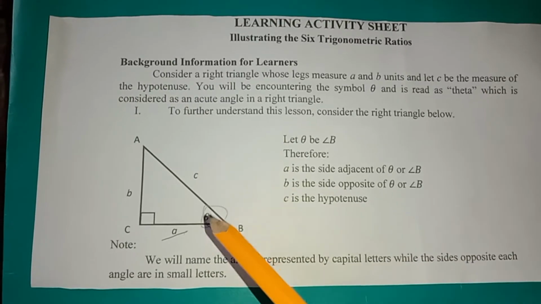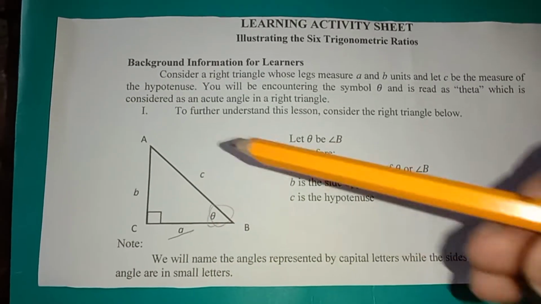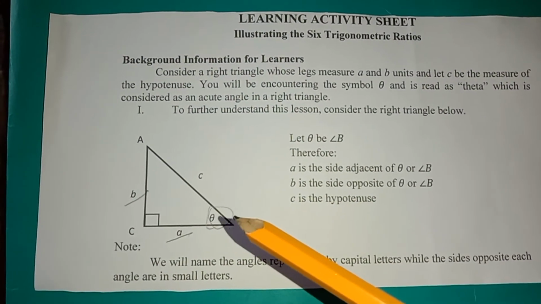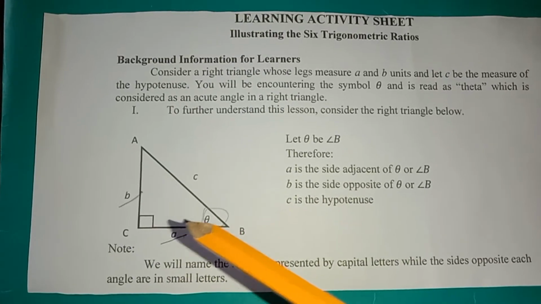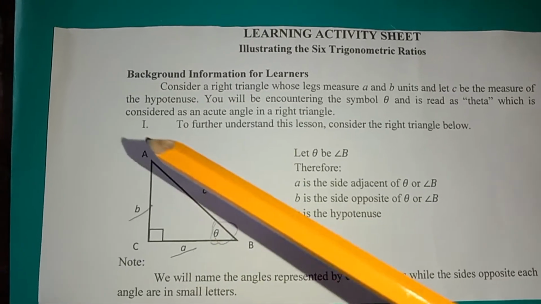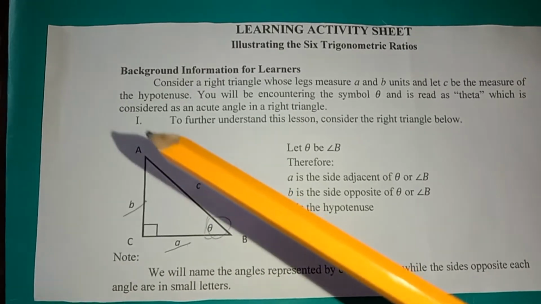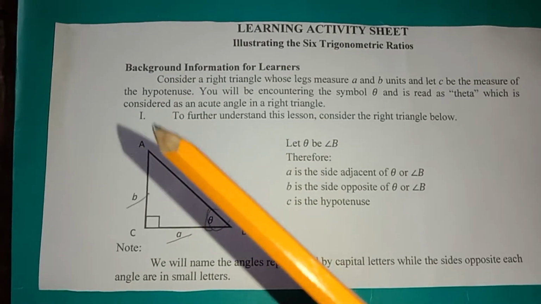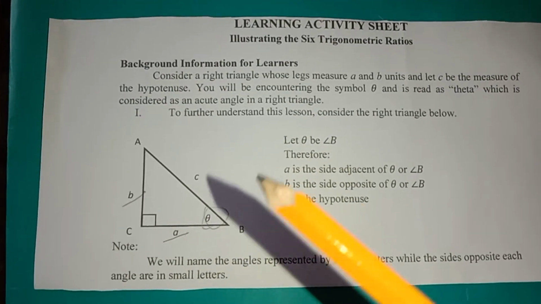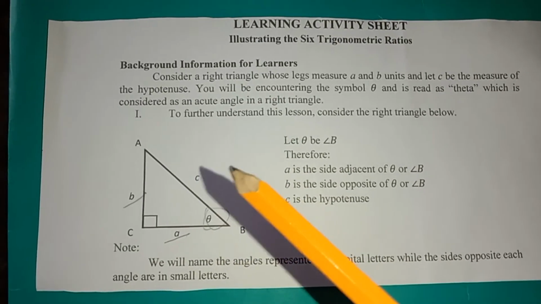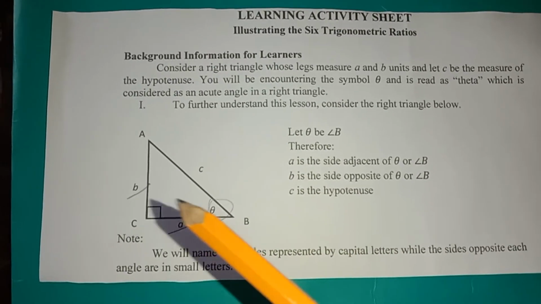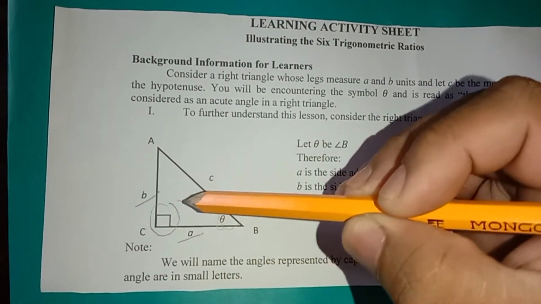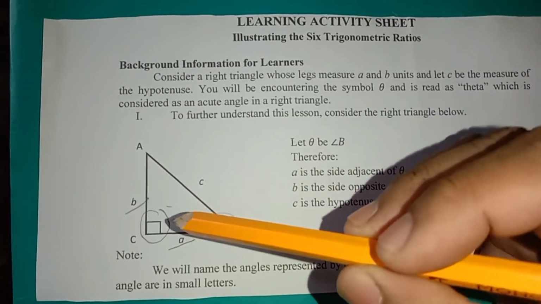So if this is your reference angle, ang opposite side niya is the side B. So again, the adjacent side of angle B or theta is A or the side A, and its opposite is the side B. And C is the hypotenuse. So again, ang hypotenuse or the C is the longest side sa right triangle. And opposite of the hypotenuse is this right angle.